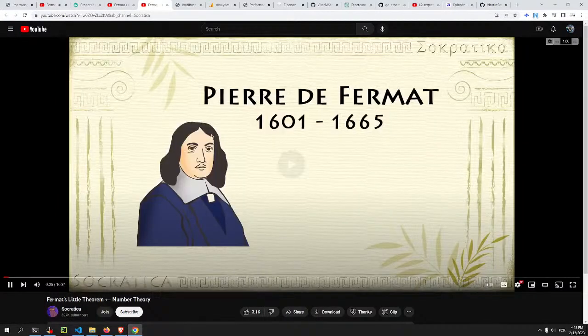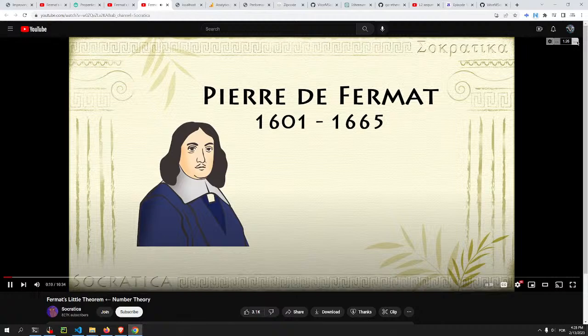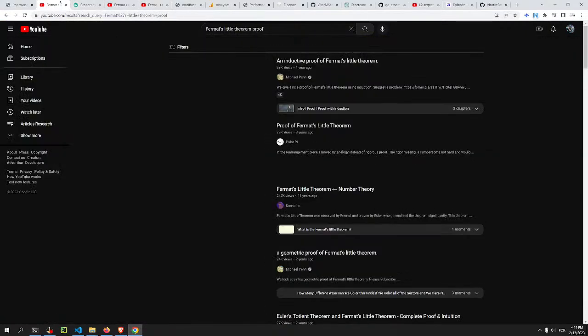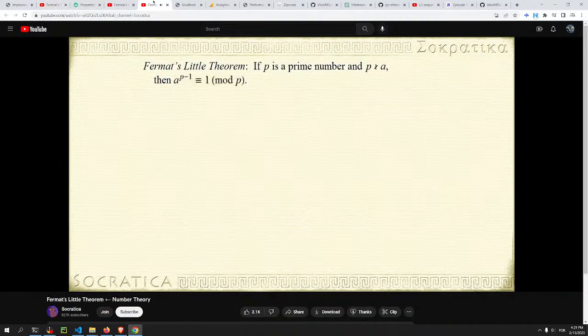It was now asking us to use Fermat. Although he was a lawyer, he loved mathematics, number theory in particular. One of his more famous results is now called Fermat's little theorem. Fermat's little theorem says that if p is a prime number, and p does not divide the integer a, then a to the p minus 1 is congruent to 1 mod p.